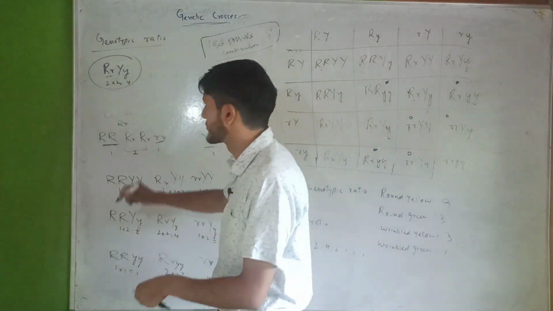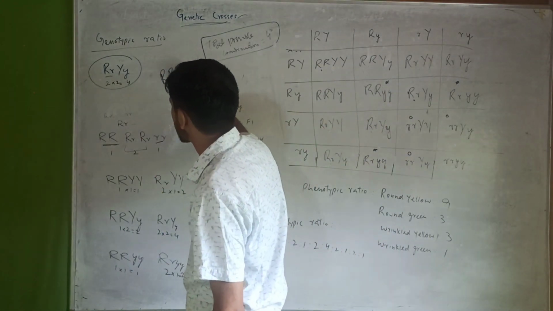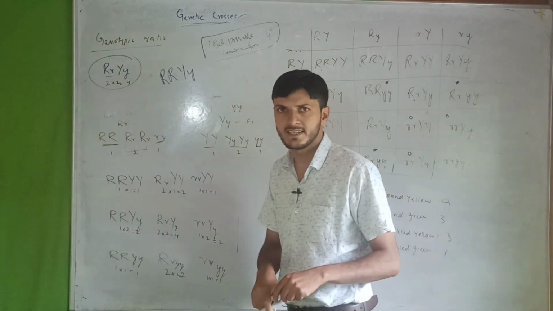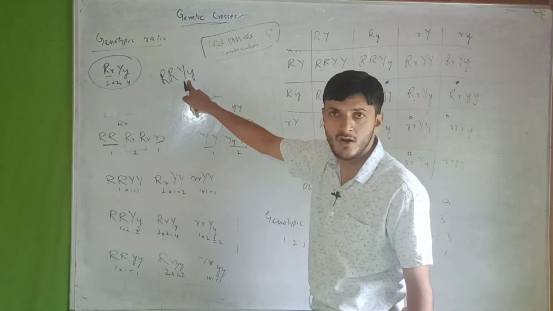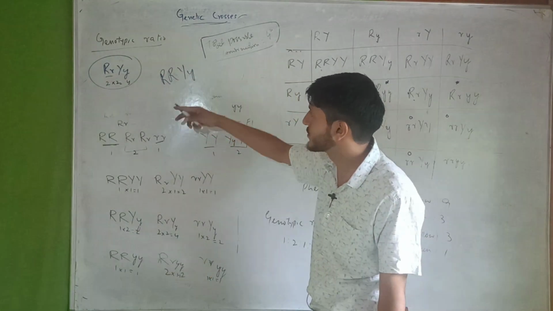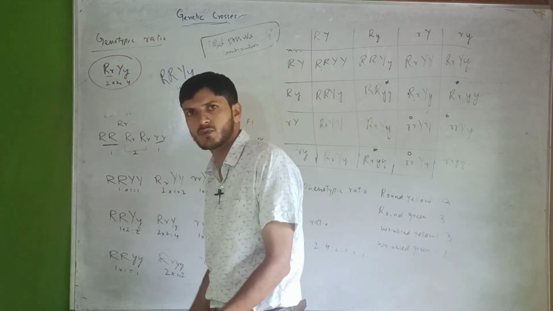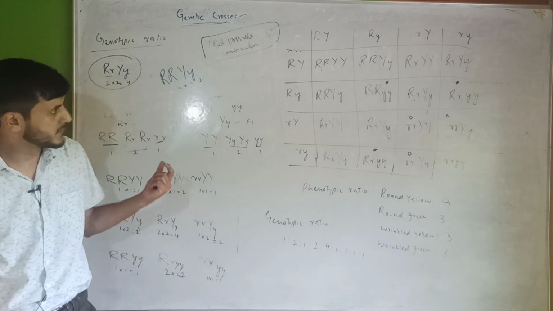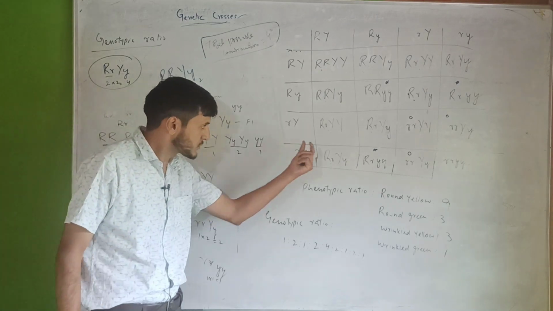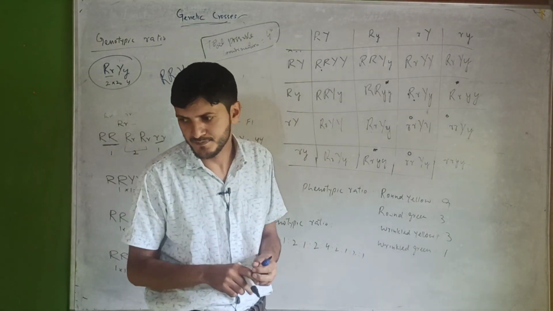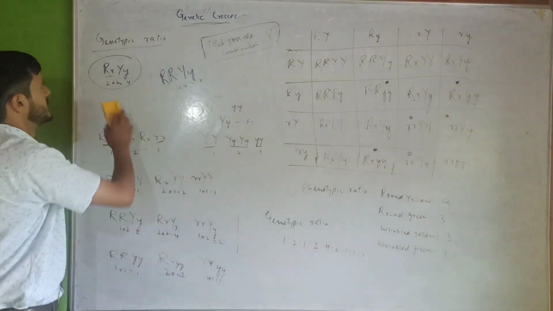Similarly, if someone is asking to find out the probability of capital R, capital R, capital Y small y. Answer: 1 into 2. Homozygotes are 1, heterozygotes are 2. Means 1 into 2, that's 2 by 16. 2 by 16 will be the probability, because in the F2 generation of the dihybrid cross, total possible combinations is 16. Got it?